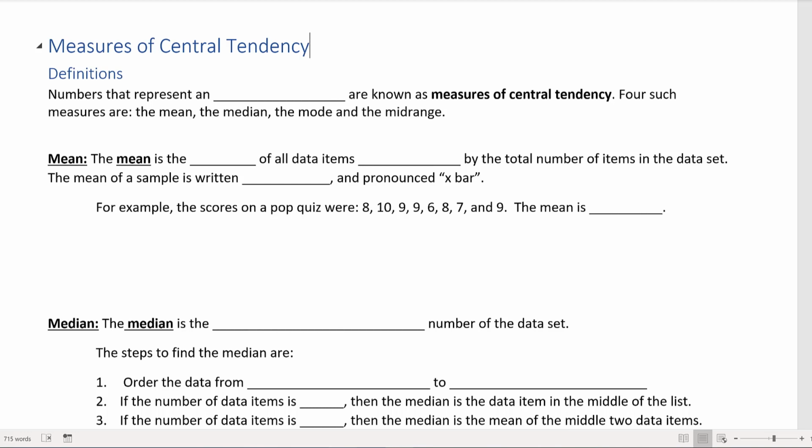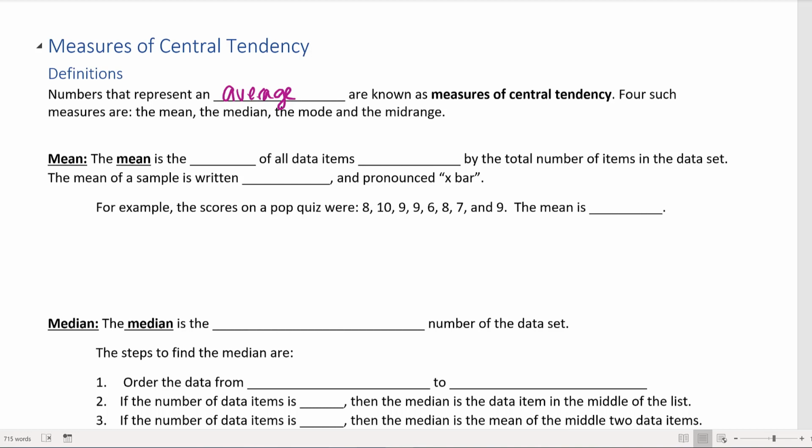Today's lesson is on measures of central tendency. So first, some definitions. Numbers that represent an average of data points are known as measures of central tendency. Four such measures are the mean, the median, the mode, and the mid-range. And that's what we're going to be discussing today.